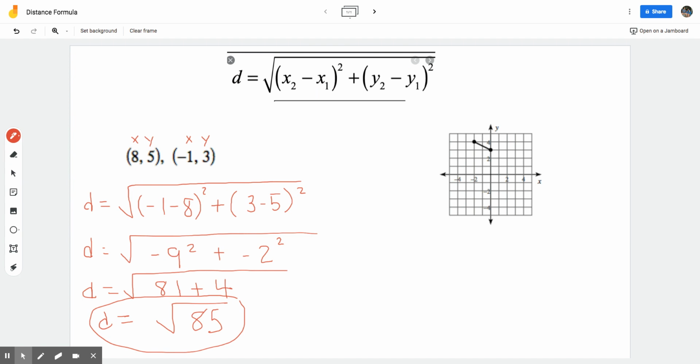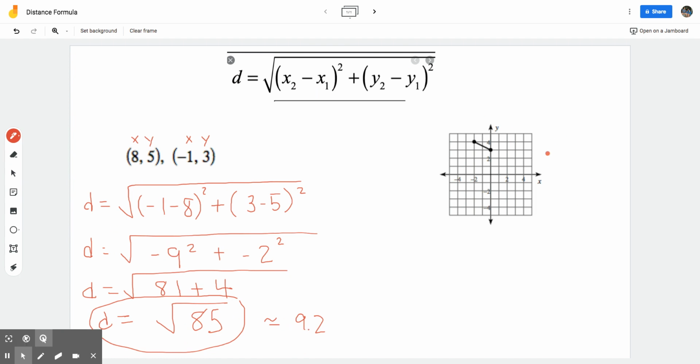If not, you can type it in, the square root of 85, which gives me approximately 9.2. It just depends on, let's say you have a math test or whatever, what it asks for. A lot of times they do leave it in this form right here, though, but these two equal the same thing.